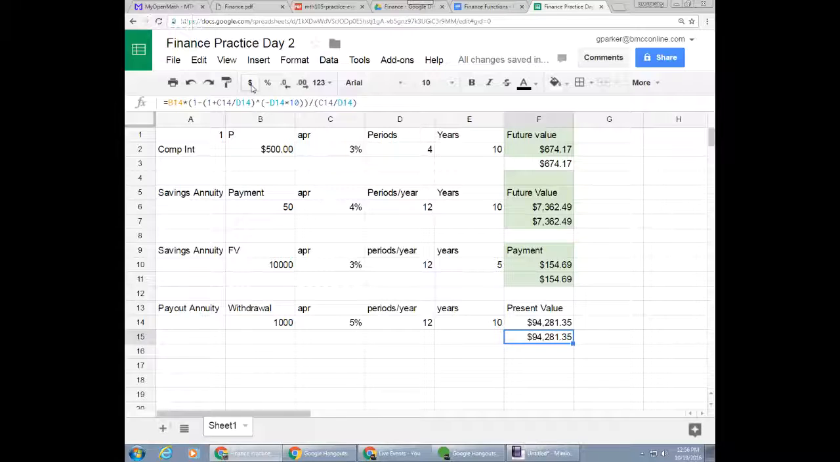Yeah. So if you check this problem out on the board here, there's my $94,281.35. For 10 years at 5%, you would have to pay the bank $1,000 a month, right? Okay. So I'm going to analyze that in reverse, and then we'll check it out in a different way just to make sure.